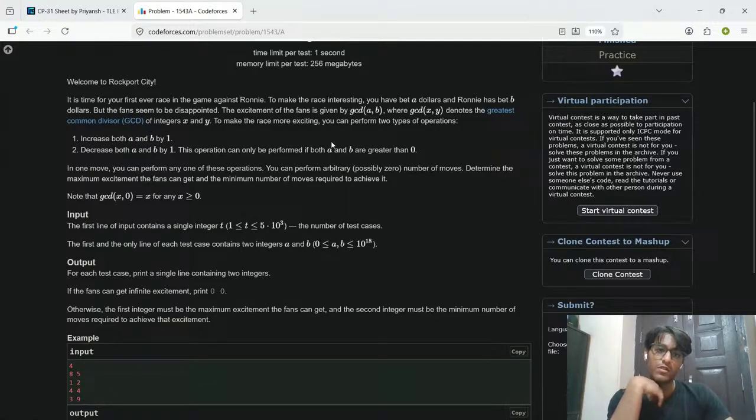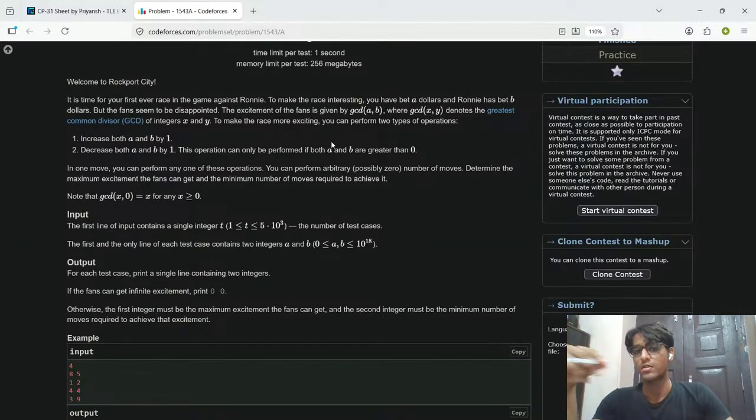Make the race interesting. You have bet $8 and Ronnie has bet $3. But the fans seem to be disappointed. The excitement of the fan is given by GCD(A, B).